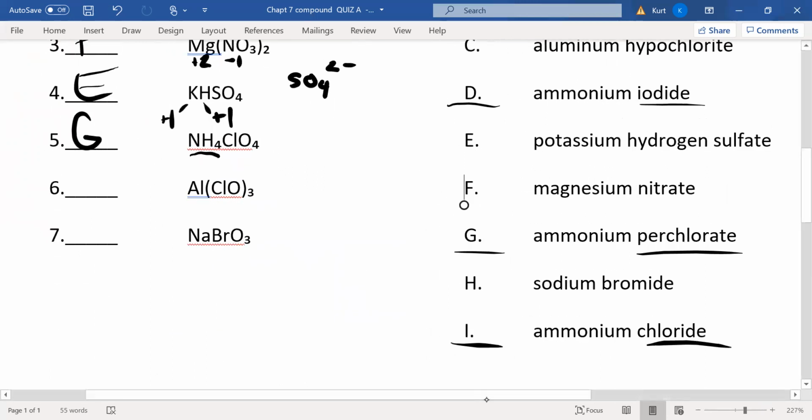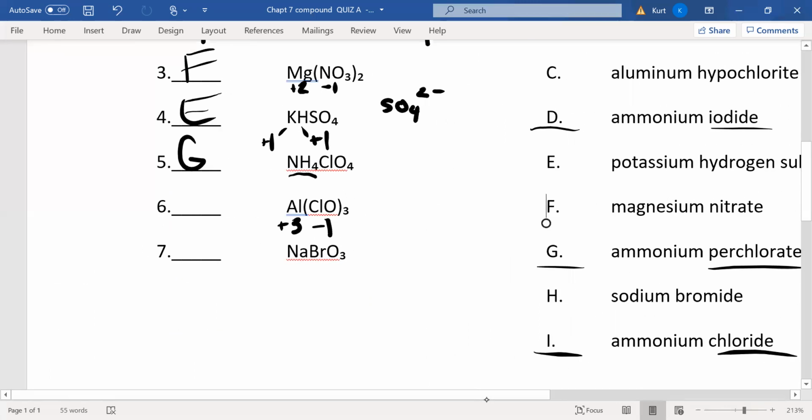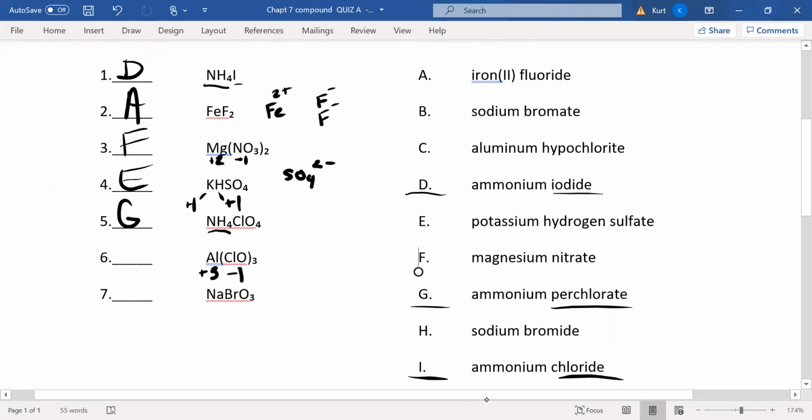You have aluminum. What is the charge of 1 aluminum? +3. ClO is another polyatomic ion that you did not have to memorize. It is called hypochlorate. Because you need 3 of them, what can you determine the charge of just 1 ClO is? -1. So that's why you need 3 hypochlorates to balance out 1 aluminum. Now, even if I did not give you the list, use a process of elimination. C has aluminum in front. That's the only one. So that would be the answer, C.